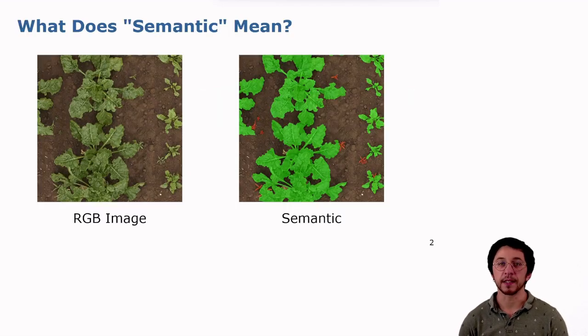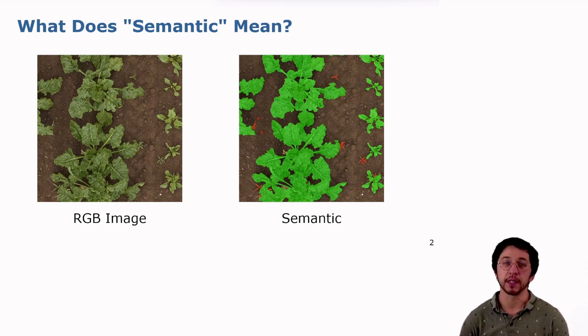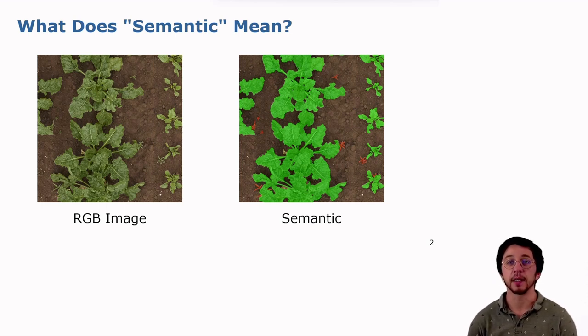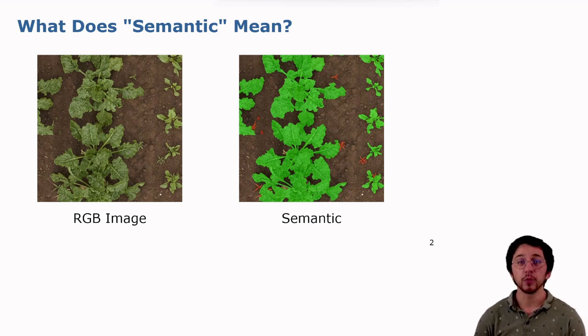First of all, what does semantic mean? Semantic means that we want to have a class for each pixel in the RGB image. In this case, we colored in green every pixel labeled as crop and in red every pixel labeled as weed. Everything else is soil. Now, how do we start?